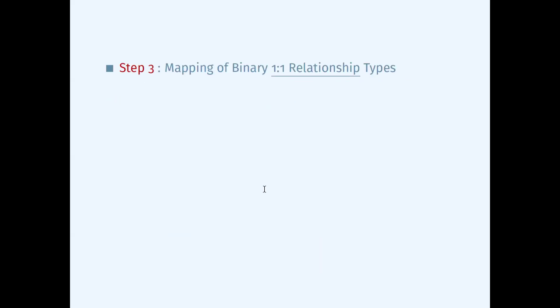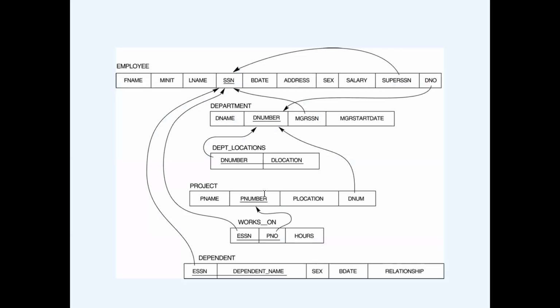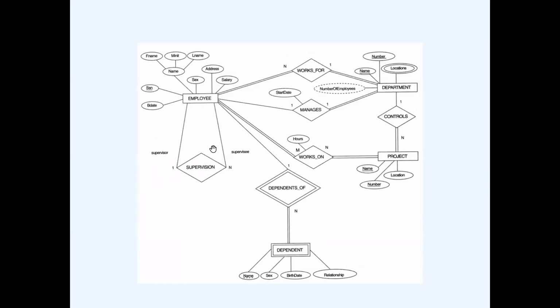So if you look at the one-to-one relation, employee manages department. Let's say we are going to use the foreign key approach. Where do you think we should put the foreign key? Is it on the employee side or on the department side?